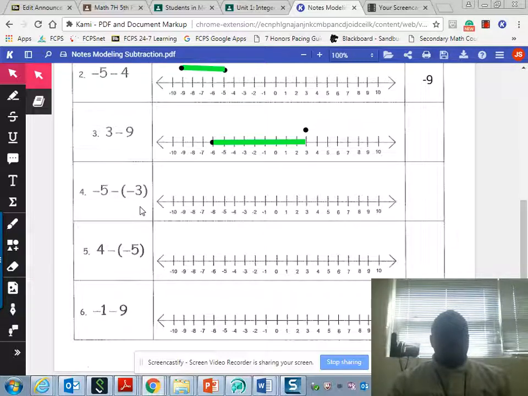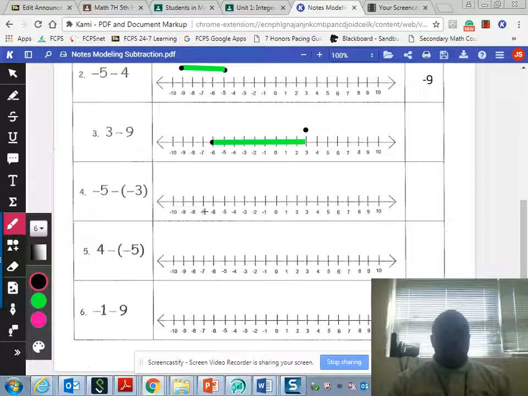So basically what they're saying is go to -5, and then take away -3. Okay, so they're telling us to take away -3, subtract -3. So we're going to go to -5. -5 is right here. Notice that on all the other ones, they wanted us to subtract 4. Well, when we subtract 4, we move to the left. This one is telling us to subtract -3 or take away 3 negatives.